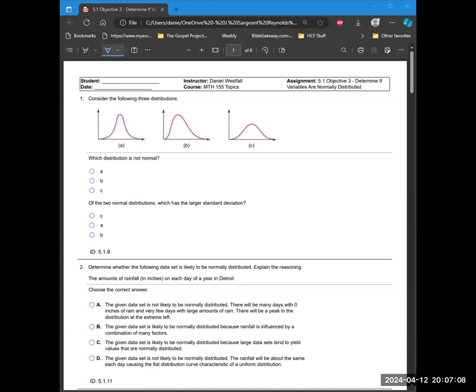So that would be B because it's skewed. It's not symmetric. Of the two normal distributions, A and C, that are left, which has the larger standard deviation? And that's C because it's more spread out. The larger the standard deviation, the more spread out the data is.